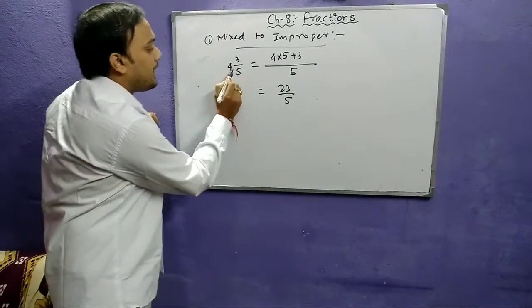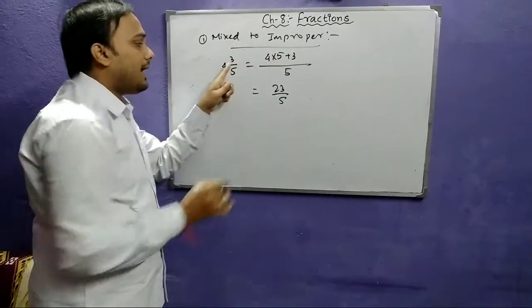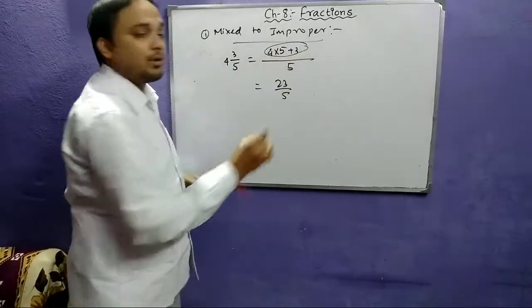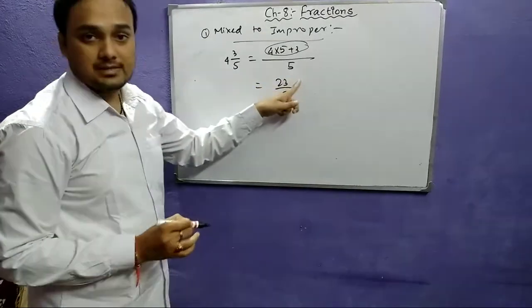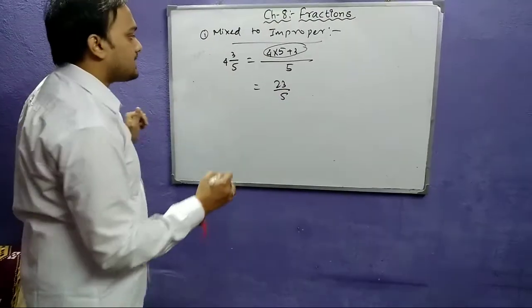We will just multiply the whole number part with the denominator, and along with that I will add the numerator. That will act as the numerator of the improper fraction, and the denominator will remain the same. That means my answer will be 23 by 5. Let us take one more example.